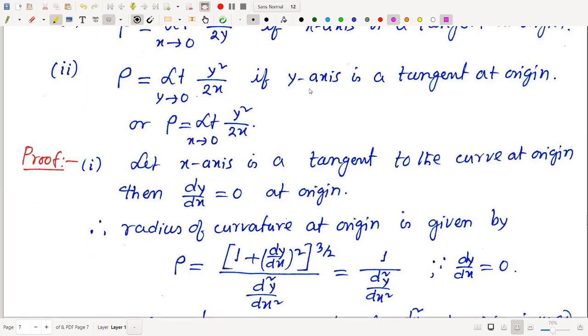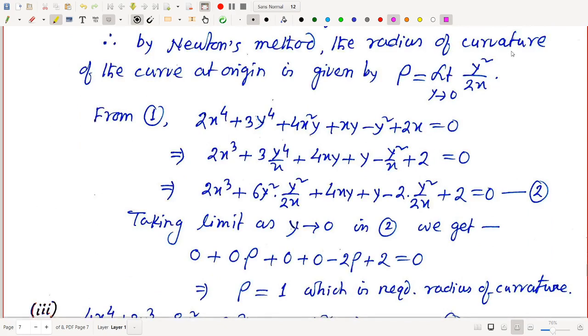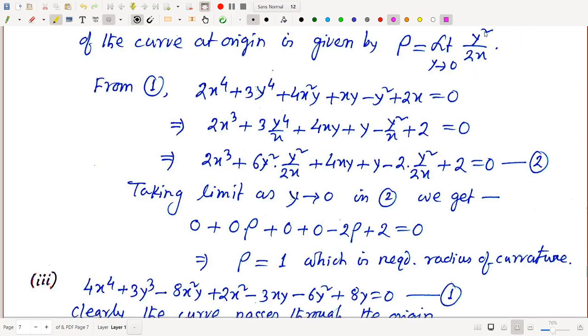Y-axis is a tangent. If y-axis is a tangent, then it is limit y square by 2x, y tends to 0, or you can write limit y square by 2x, x tends to 0. So now we have to find the limit of y square by 2x from where? From the equation of the curve. We have to find the limit of this expression. So from 1, the equation of the curve, again written, and we need y square by 2x. That is y square by x is the important expression. So we divide the whole equation by x. So it is 2x cube.